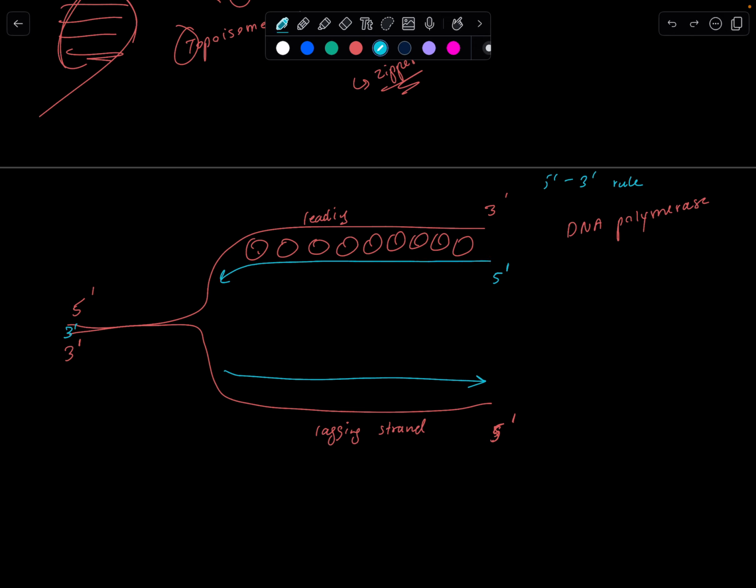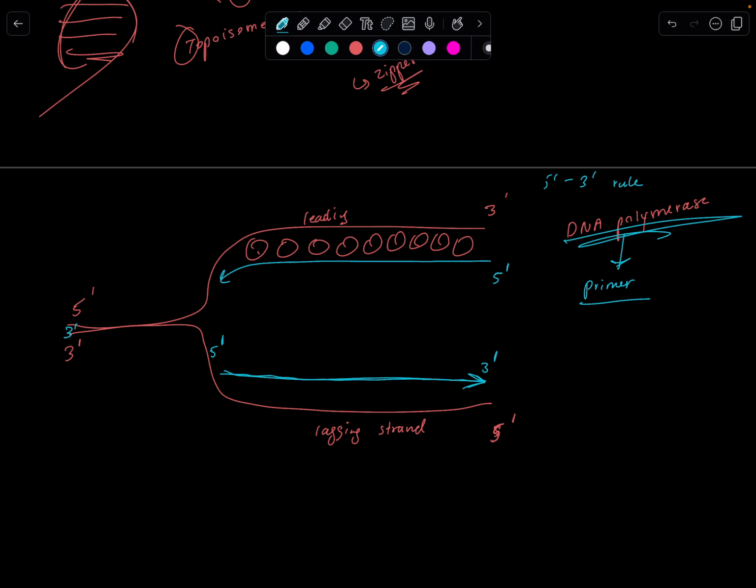And down here it's the opposite. It's 3' on this end, 5' on this end, so it's being read in this direction, and the new base pairs are being added in that direction. DNA polymerase is going to add those base pairs. But can DNA polymerase just get in there and start adding base pairs? No, because DNA polymerase needs to have a primer in order to initiate the process.